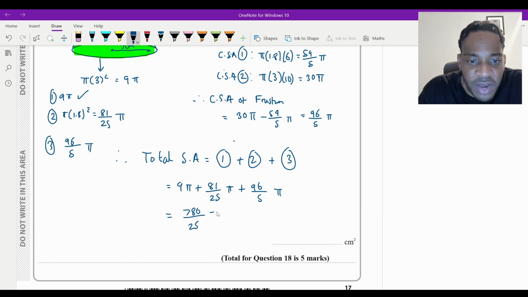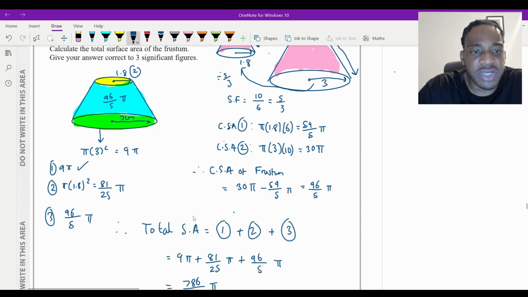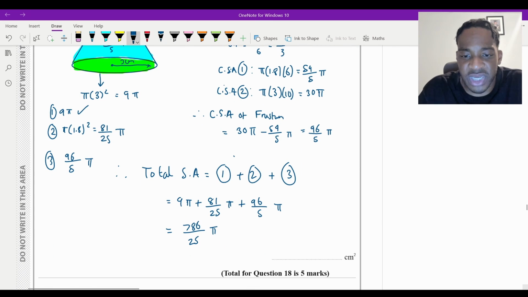But we don't need it in terms of pi, do we? We need it to a certain degree of accuracy. So I'll just check. It's 3 significant figures. So I'm going to just press SD.